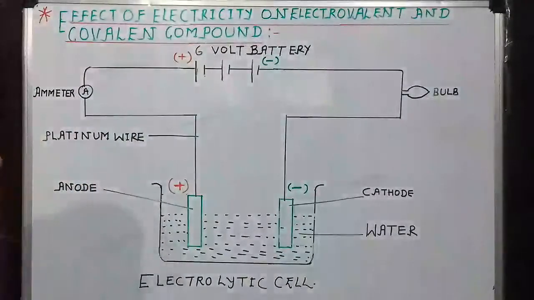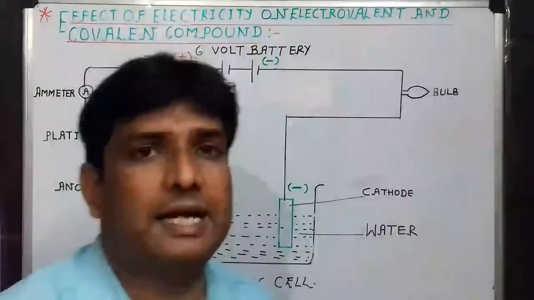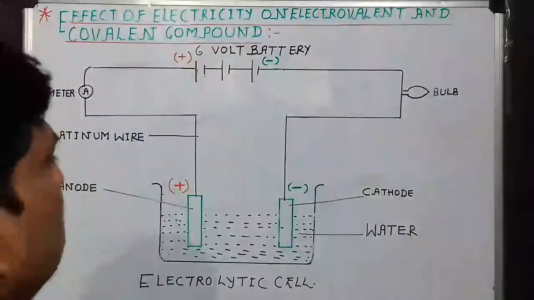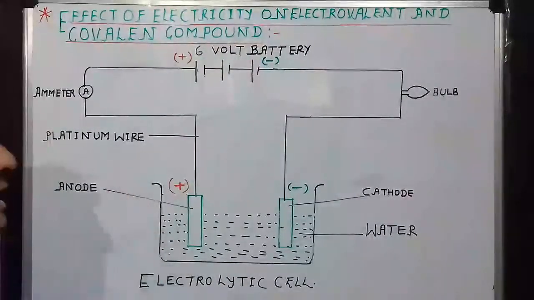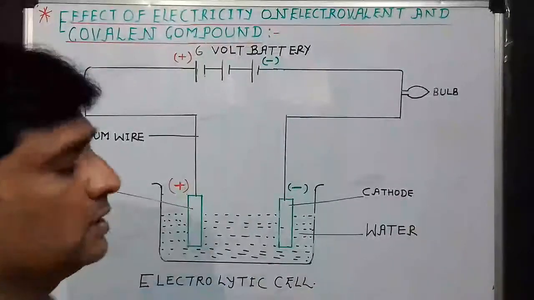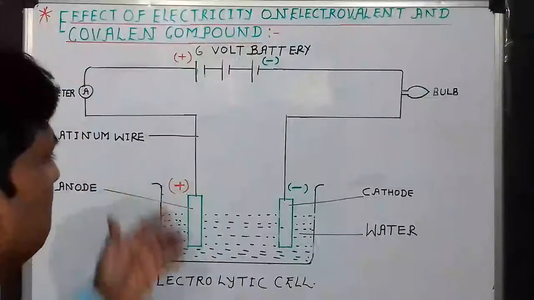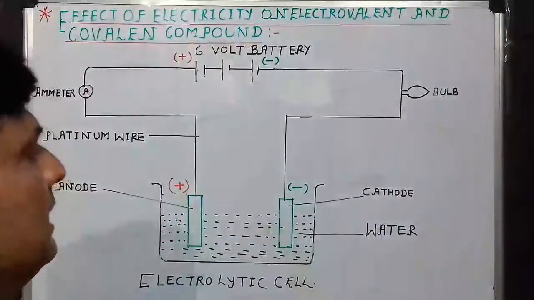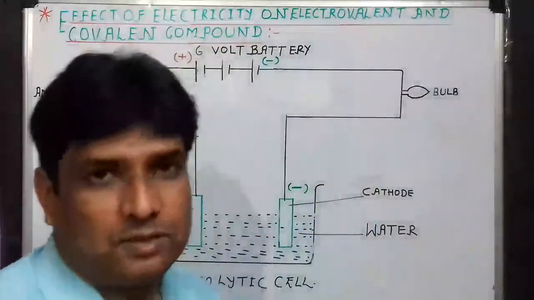A 6-volt battery, an ammeter for measuring current, a bulb for finding whether the current is passed through or not, and platinum wire. We made 2 electrodes: one connected to the positive pole of the battery, which works as an anode, and the other connected to the negative pole, which works as a cathode.